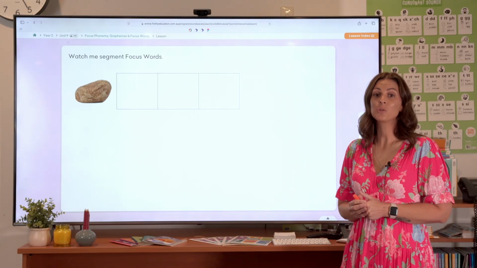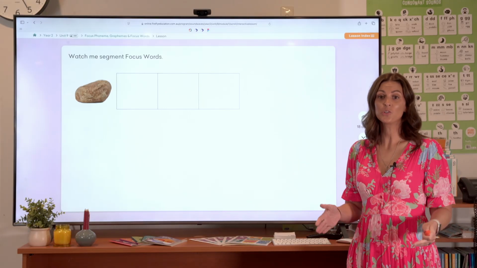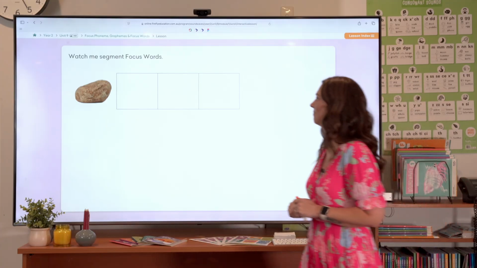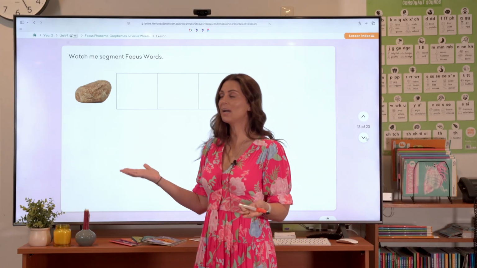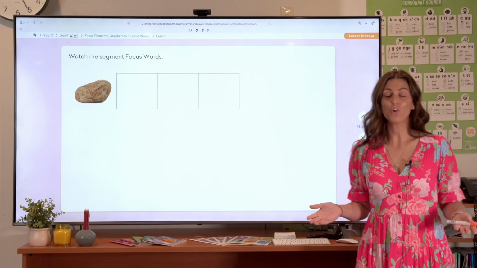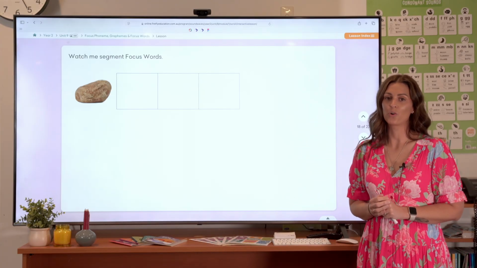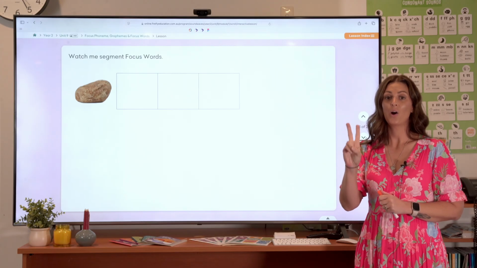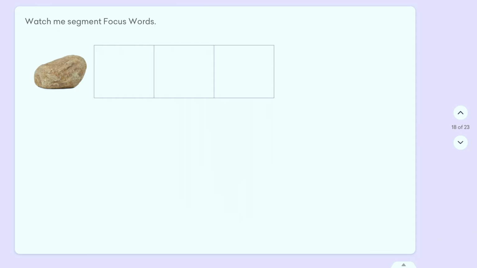Okay, so now we're going to move on to segmenting. I want you to watch me segment some of our focus words. What is our word? We can see the picture of it here. That's right, it's a rock. How many phonemes are in rock? Get your segmenting fingers ready. R, O, K. That's right, there's 3 phonemes in the word rock.